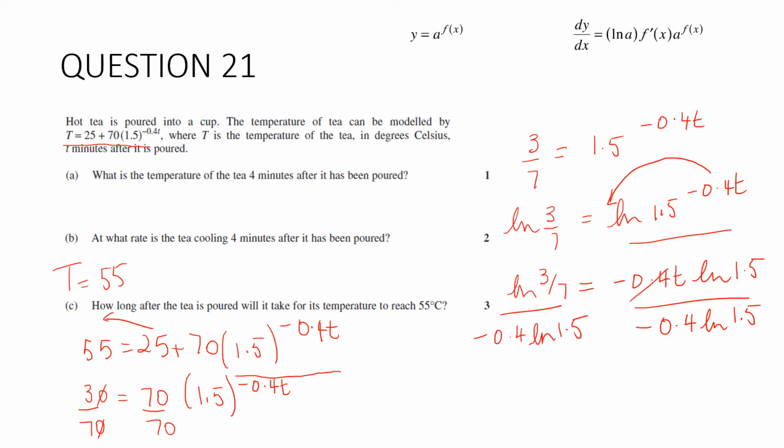So that cancels. That cancels. So t is going to be equal to, let's grab my calculator, ln 3/7 divided by negative 0.4 times ln 1.5, and that is 5.22 minutes.